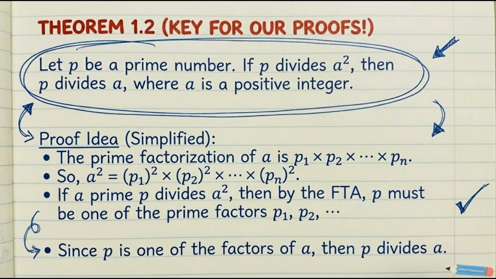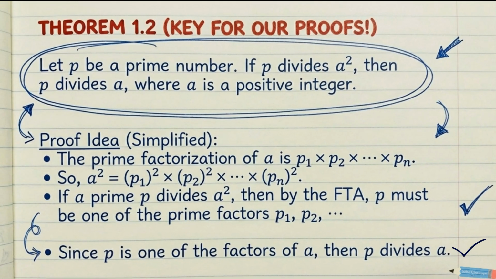Proof idea, simplified. The prime factorization of a is p1 into p2 into ... into pn. So a square equals p1 whole square into p2 whole square into ... pn whole square. If a prime p divides a square, then by the FTA, p must be one of the prime factors p1, p2, and so on. Since p is one of the factors of a, p divides a.